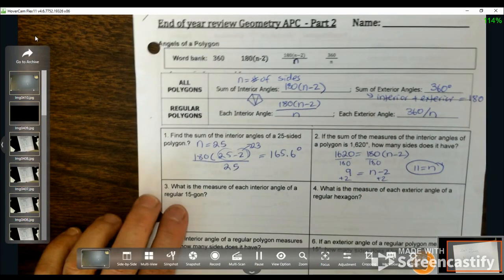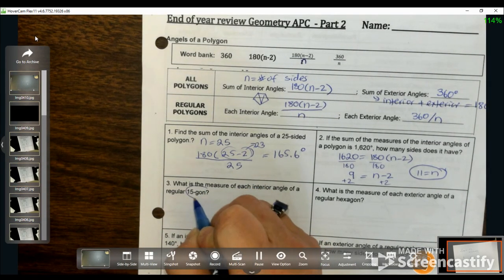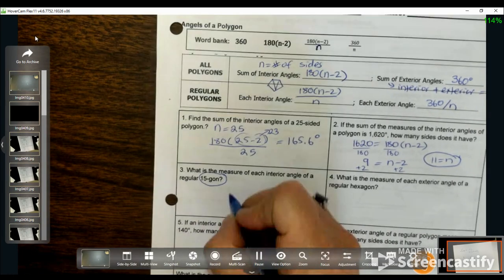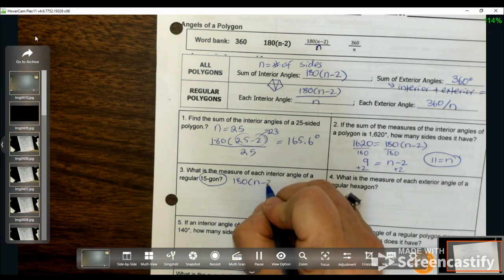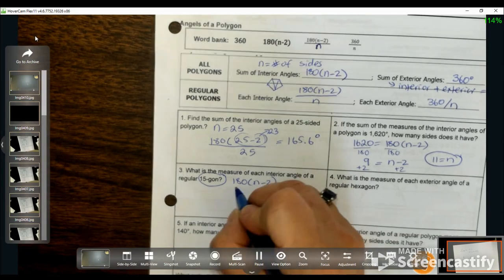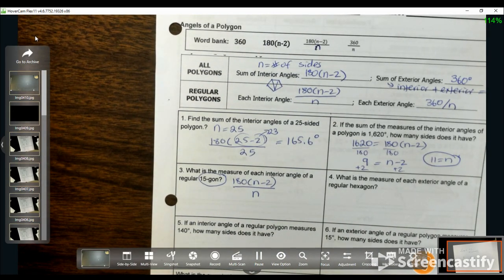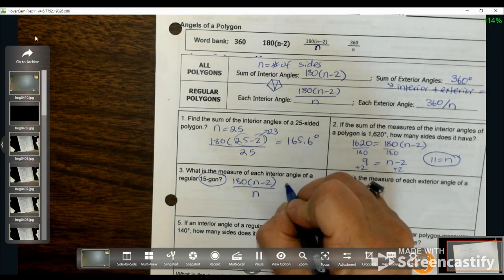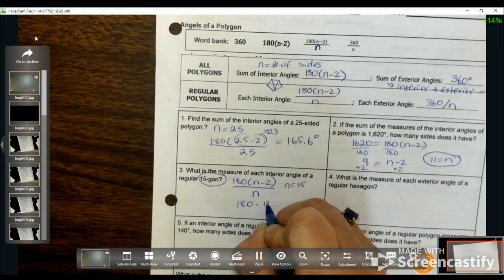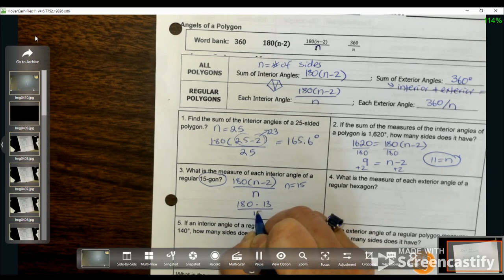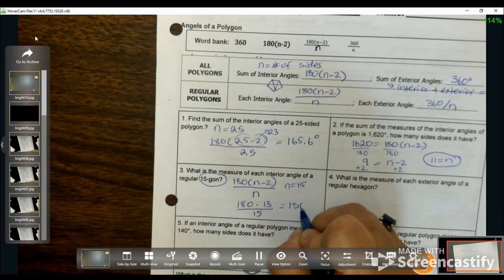What is the measure of each interior angle of a 15-gon? So each interior angle, we're going to go 180(n - 2). That's the sum of all of them, divided by the number of sides, n. Okay? And n is equal to 15 in this case. And when you plug it in, you get 180 times 13 over 15. And that is equal to 156 degrees.